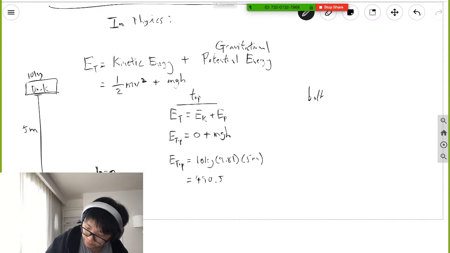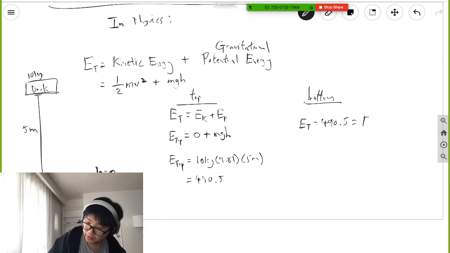At the bottom, what's the total energy going to be equal to? Yeah, no energy loss, so it'll be the same thing, 490.5. So the E total at the bottom is going to be 490.5. Guess what? What is that equal to? Again, it's going to be equal to EK plus EP.